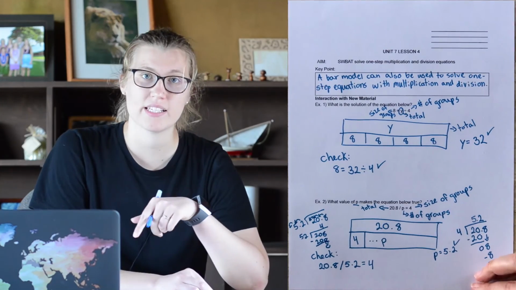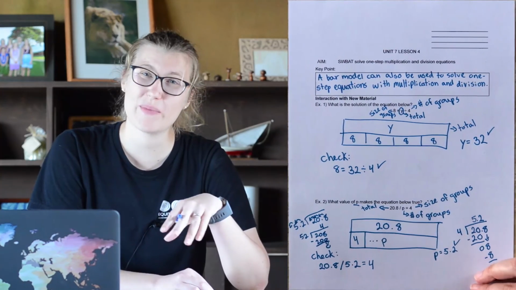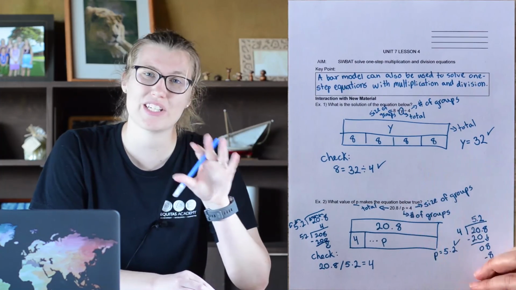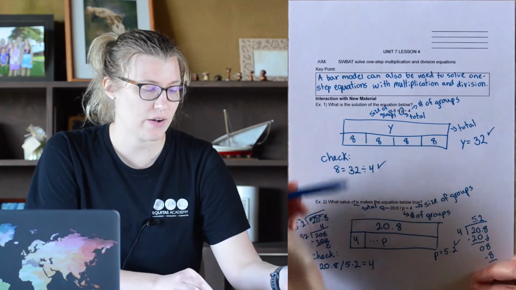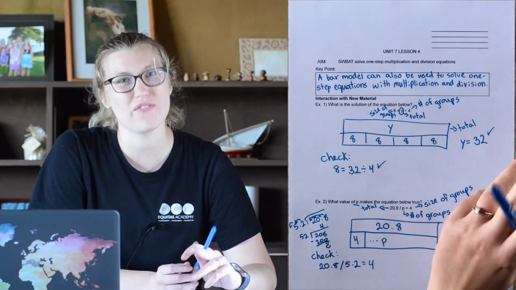Now you're going to be practicing this, first drawing the models and then either doing multiplication or division to figure out your missing number or your variable. Good luck, and I can't wait to see your exit tickets.